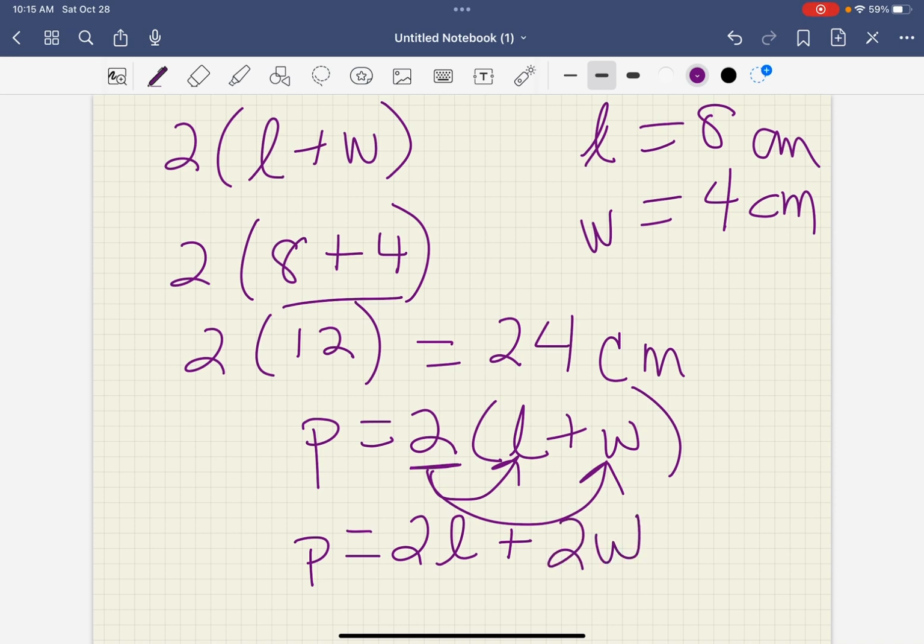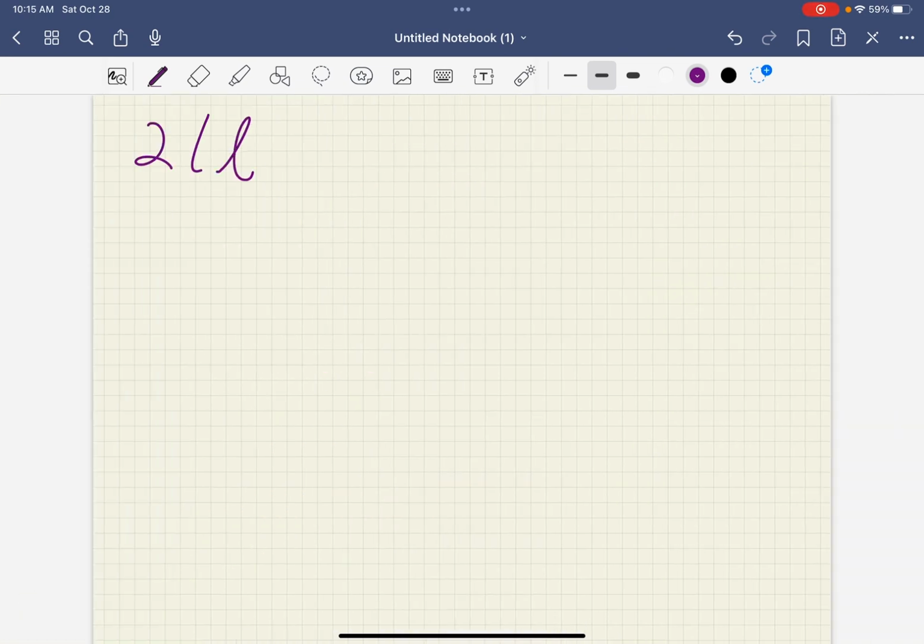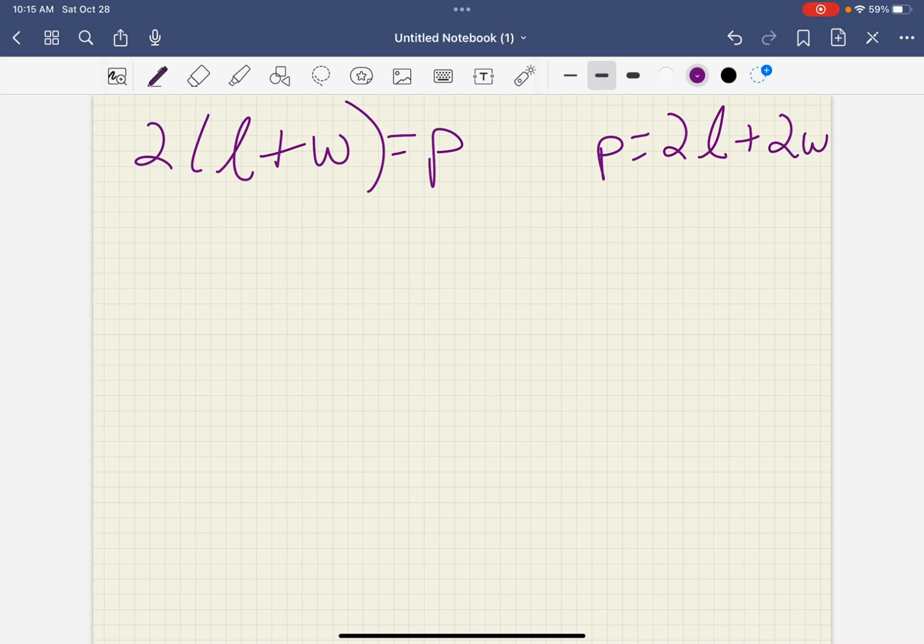Okay, so it says in the next example to use the 2 perimeter formulas to find the perimeter of this rectangle. Okay, so one is this, and the other one is what we got when we distributed. This is equal to P, or P is equal to 2L plus 2W. So it wants us to use both of them, and it shows us that the length is 30 inches and the width is 20 inches.